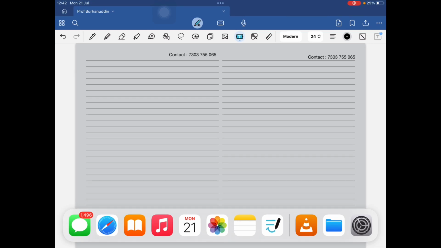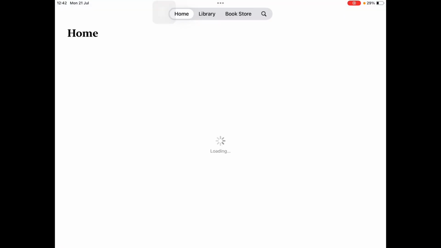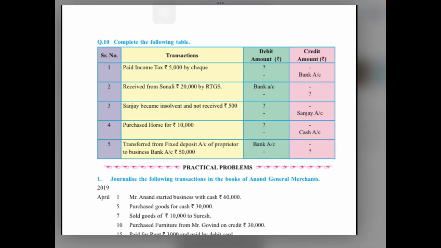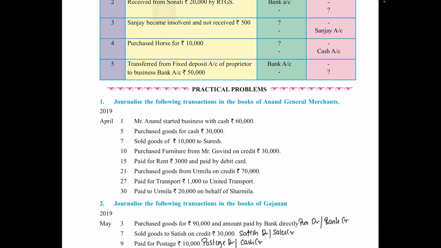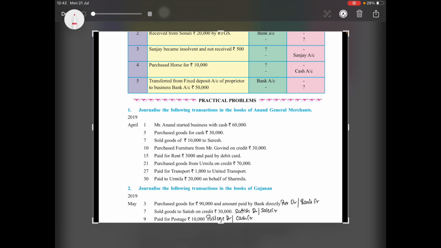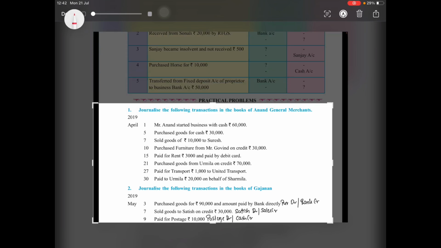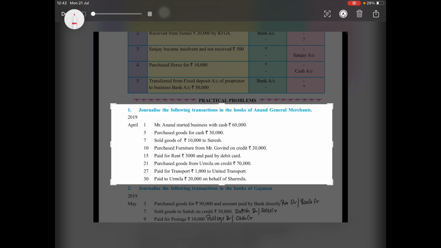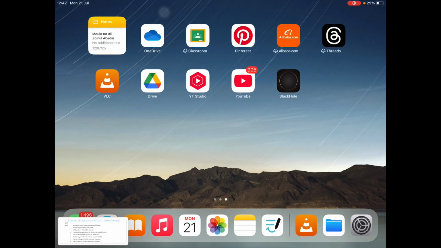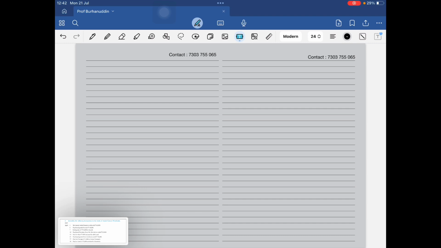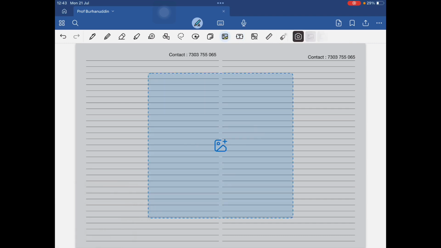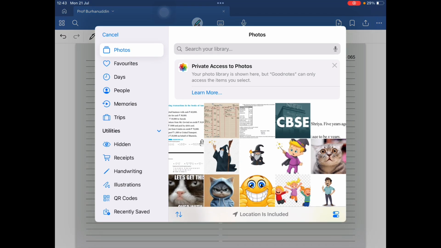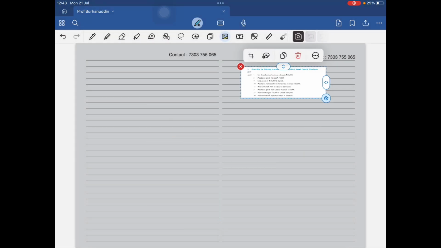We'll take a screenshot of the question, Prakash. It will be very easy for us to do it from there only, otherwise we'll have to do it from here. This is the journal in the books of Mr. Anand. Here it is. From here we can zoom in and do the calculation parts and all that.